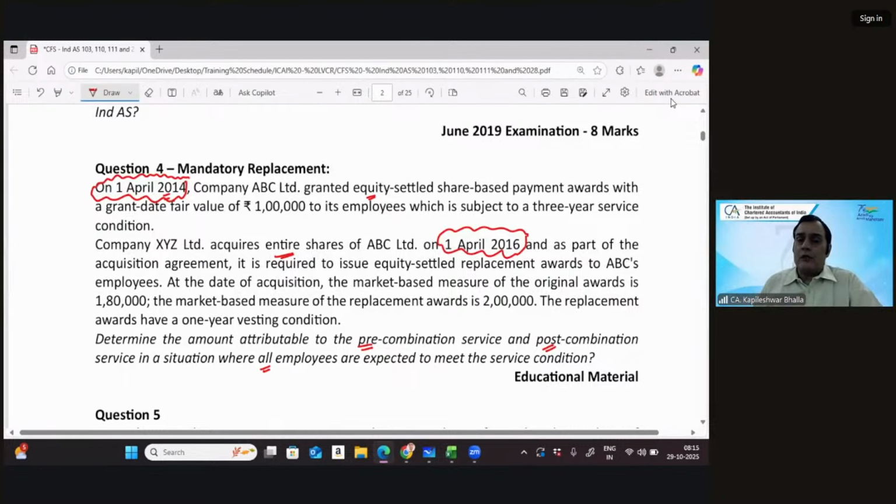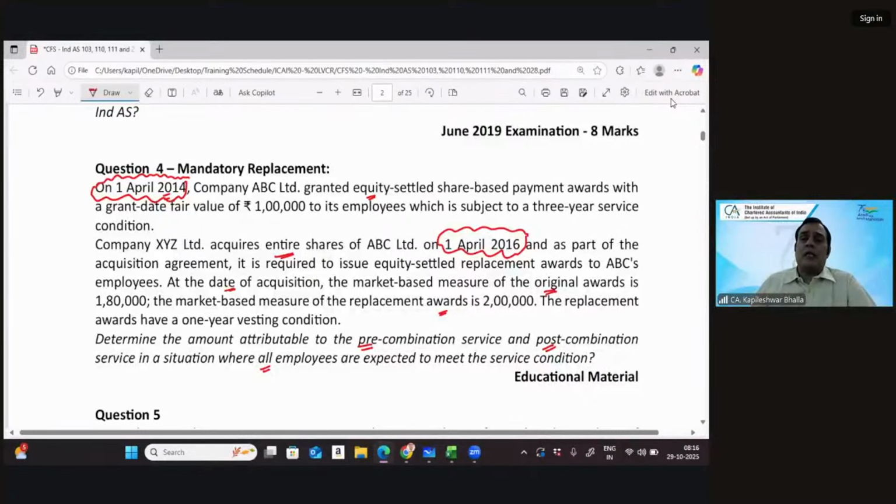Then it says on the date of acquisition, the market-based measure of the original award is 1,80,000, and the market measurement of the replaced award is 2 lakh. Now it says the replacement awards have a 1-year vesting condition. So the acquirer company did not change the period of vesting. The remaining vesting period is going to be 1 year. So there's been no change in terms of the original vesting period.